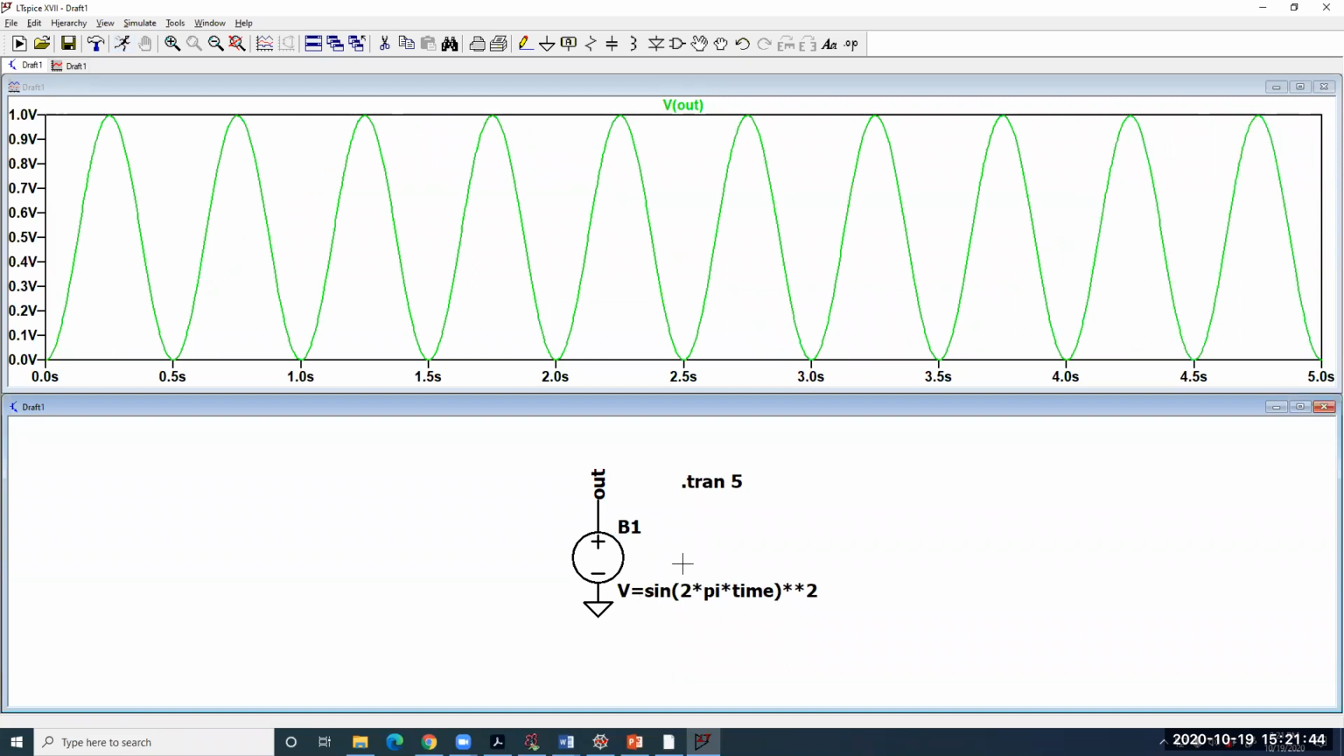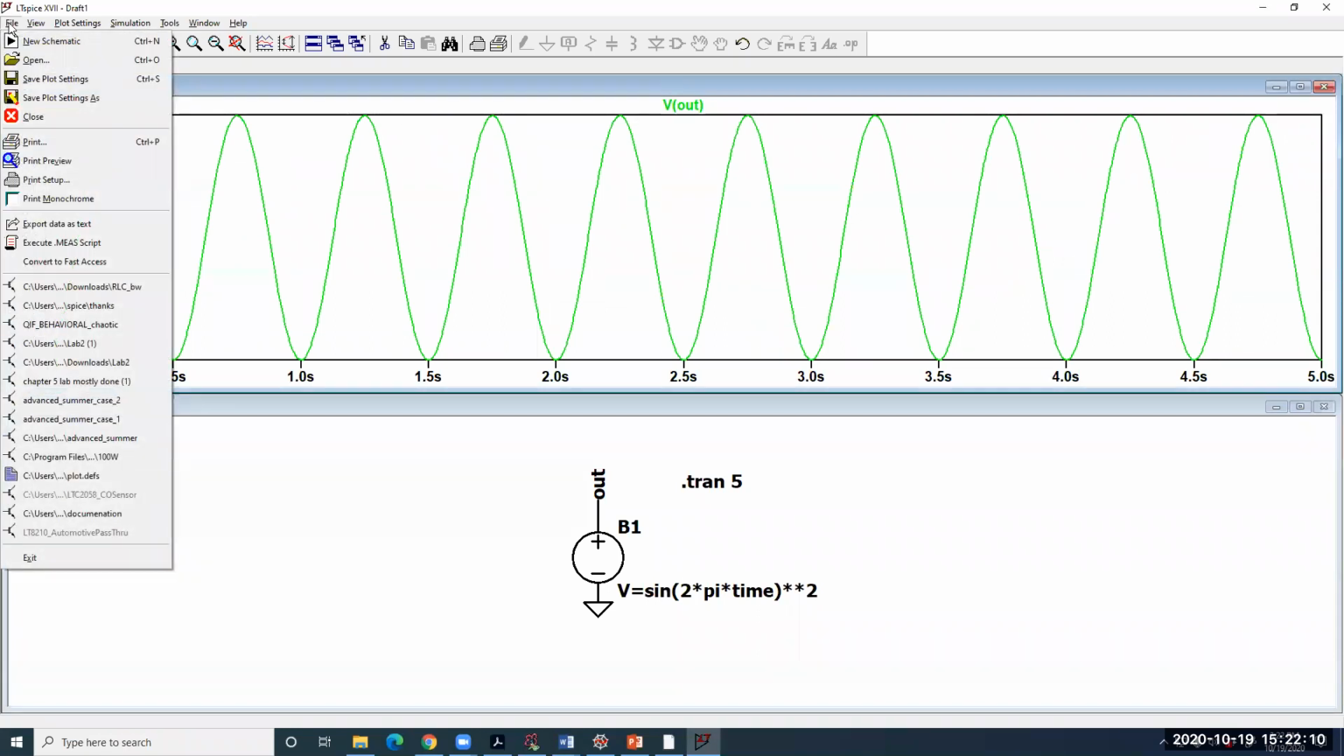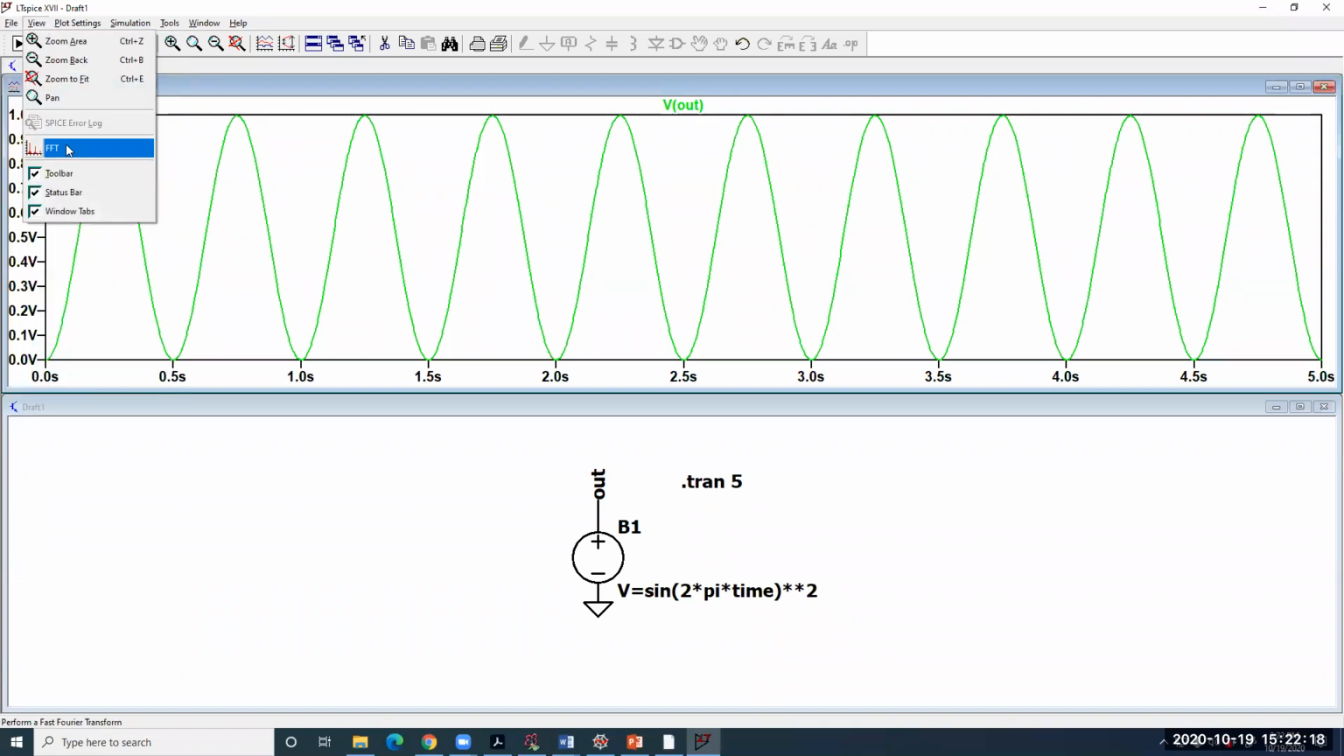So now notice, this is sine squared, right? It doesn't go below 0. And you can see that the average is no longer 0. So there is a DC offset, which you would have to find on your own. LTSpice won't calculate it for you. Although you could do a measurement script that would do it for you, but the FFT doesn't.